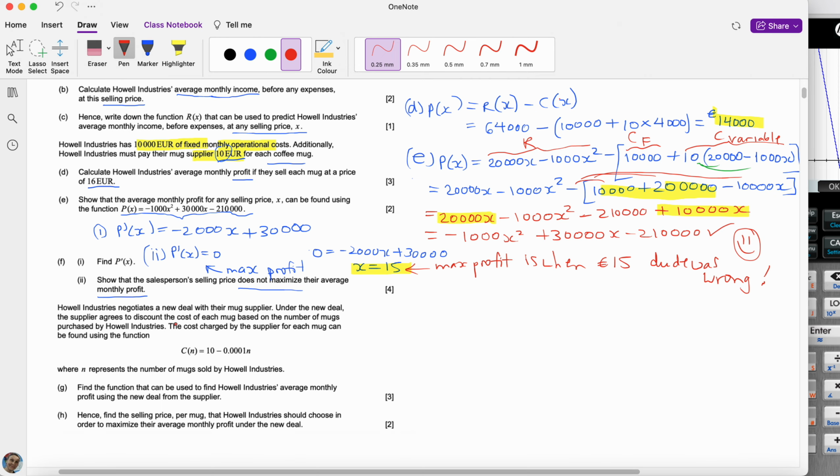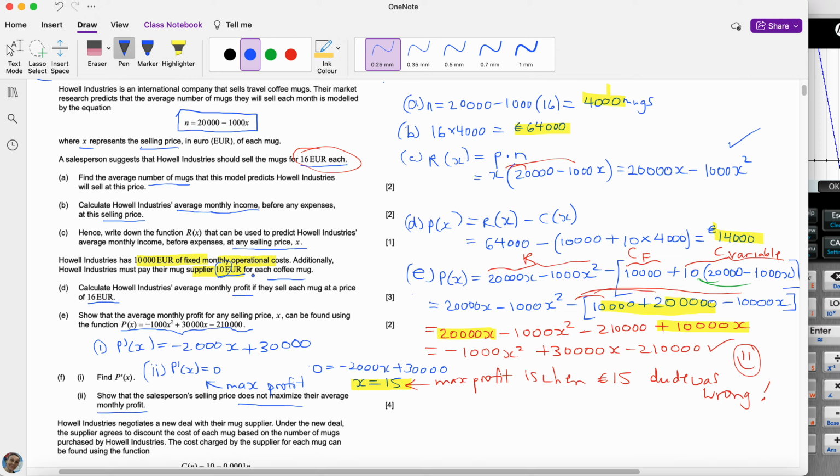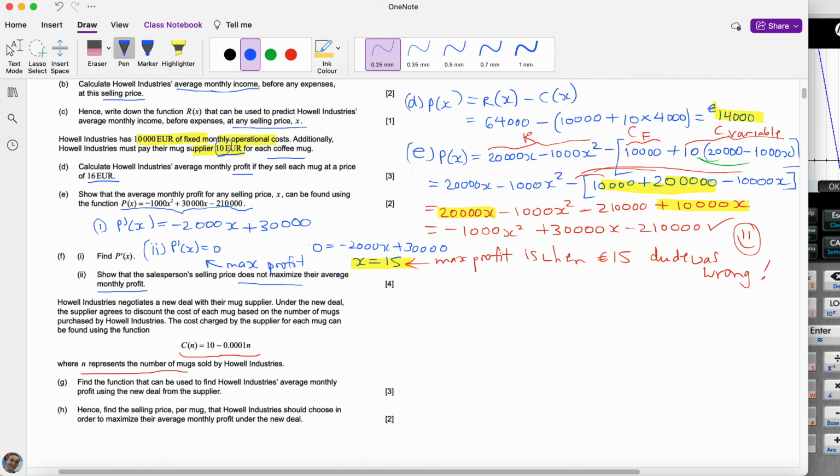Howell Industries negotiates a new deal with their mug supplier. Under the new deal, the supplier agrees to discount the cost of each mug based on the number of mugs purchased by Howell Industries. So now the cost function is this. n represents the number of mugs. So this is a little bit tricky because now this is in terms of n, and we don't like that because remember, we were actually working in terms of x, right? We have this expression, so you can probably see what we're going to have to do, right?